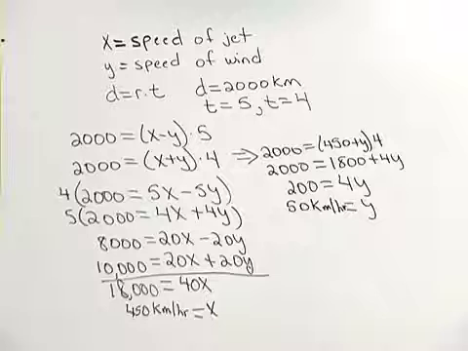So we know our plane goes 450 kilometers per hour, and the speed of our wind is 50 kilometers per hour.